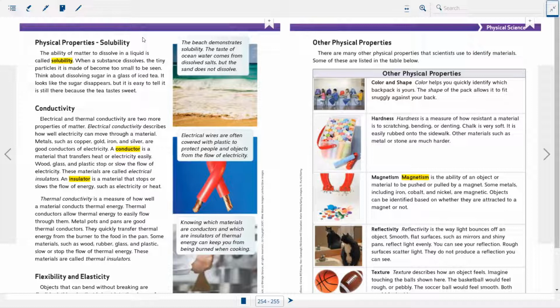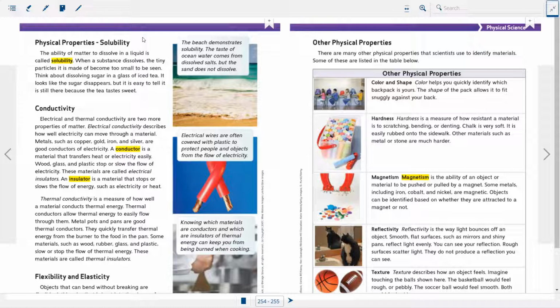So conductivity, electrical and thermal conductivity are two more properties of matter. Electrical conductivity describes how well electricity can move through a material. Metals such as copper, gold, iron, and silver are good conductors of electricity. A conductor is a material that transfers heat or electricity easily. Wood, glass, and plastic stop or slow down the flow of electricity. These materials are called electrical insulators. An insulator is a material that stops or slows the flow of energy, such as electricity or heat.